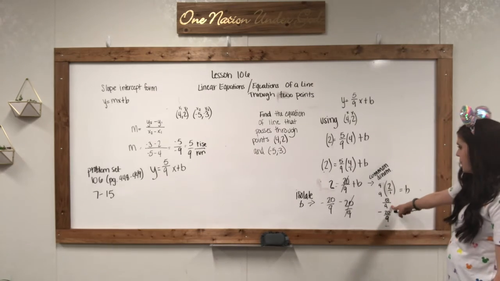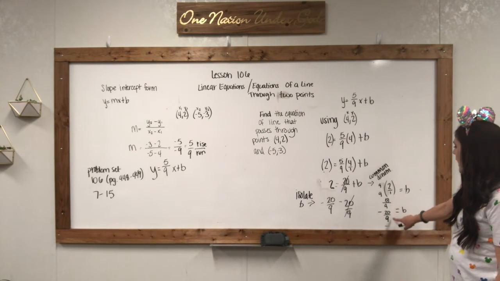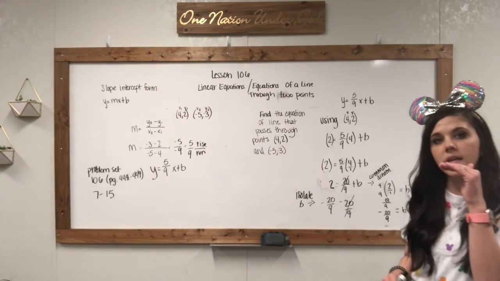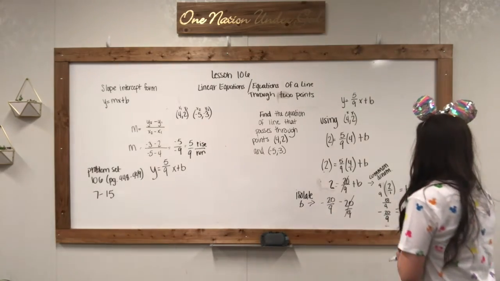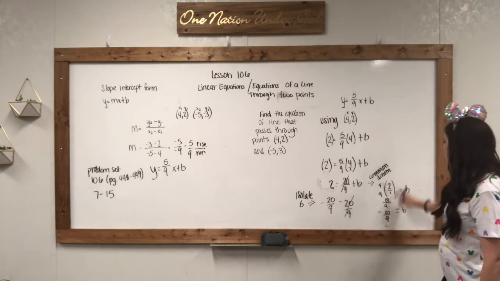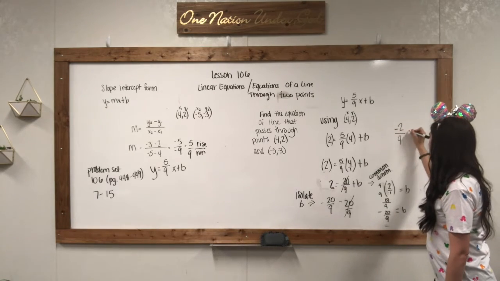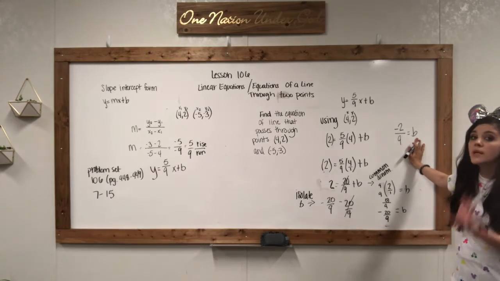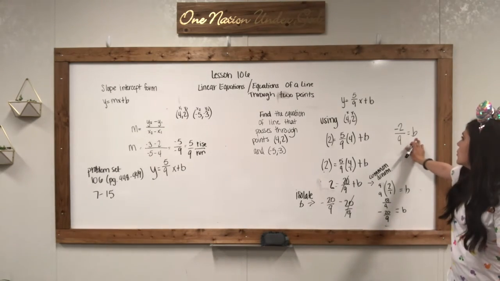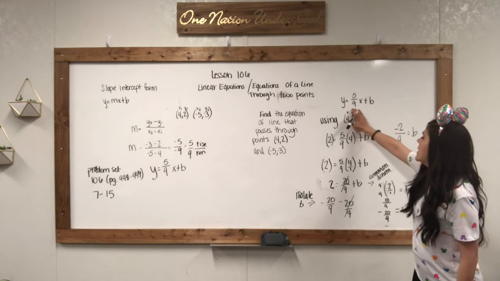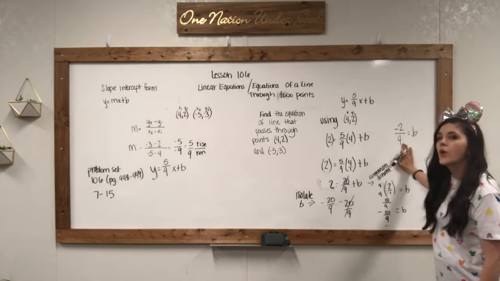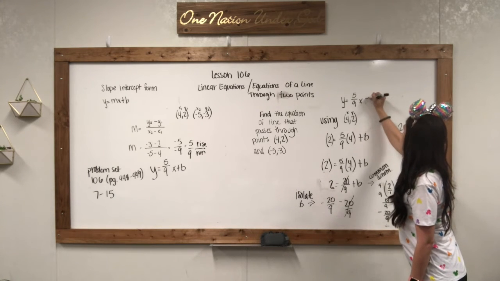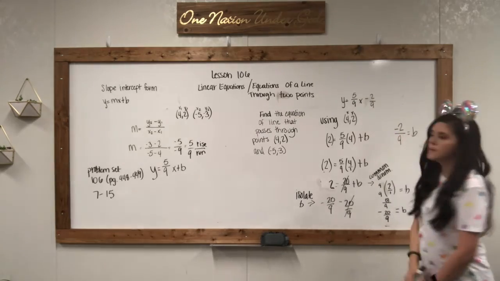That's what I've done right here. So we've got 18 over 9 minus 20 over 9. When we subtract 18 over 9 minus 20 over 9, we end up with negative 2 over 9. So our b is negative 2 over 9. Okay, so they want us to solve the equation. So we have solved for the slope, and we have solved for our b. So I can just plug in our b right there, and that is it.